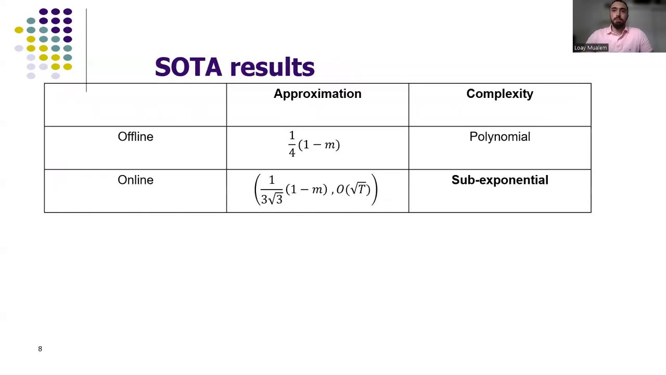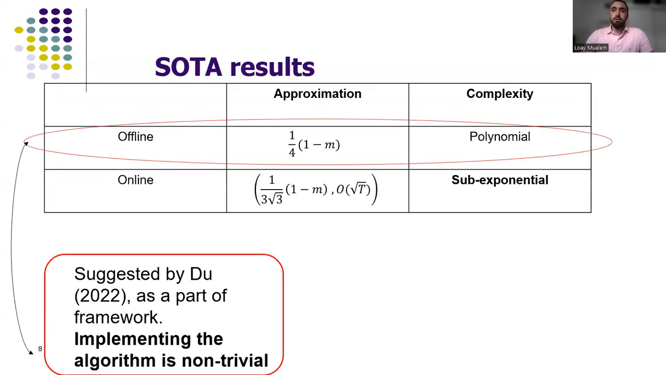Regarding the state-of-the-art for this problem, the state-of-the-art offline algorithm is a recent polynomial time 1/4 times (1 minus m) approximation algorithm. However, coding this algorithm for an empirical study is somewhat non-trivial because it is presented as a part of a general mathematical framework for designing algorithms for various submodular optimization problems. m is the minimum L-infinity norm of any vector in the convex set constraint K.